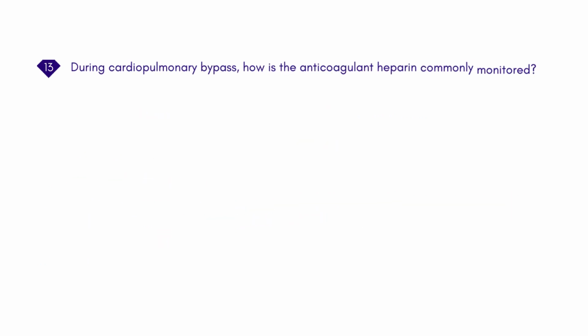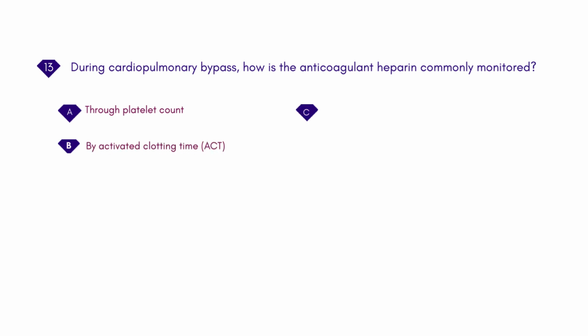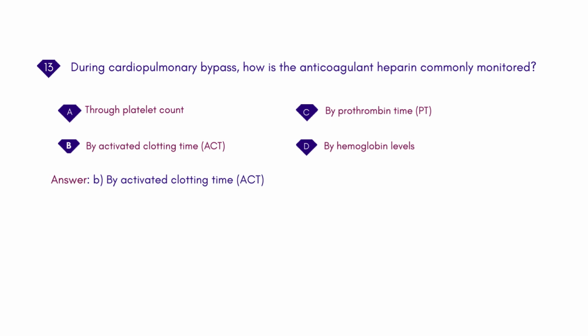During cardiopulmonary bypass, how is the anticoagulant heparin commonly monitored? A. Through platelet count. B. By activated clotting time (ACT). C. By prothrombin time (PT). D. By hemoglobin levels. Answer: B. By activated clotting time (ACT).